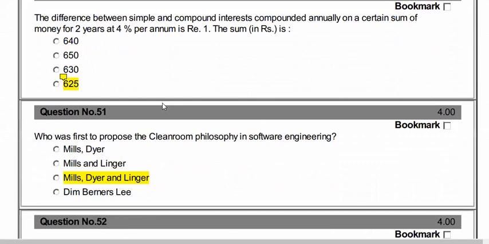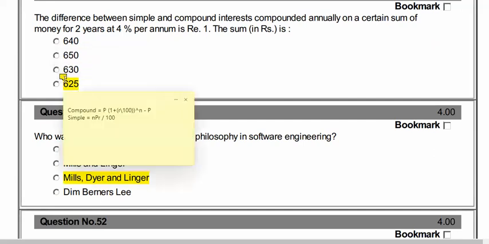The difference between simple and compound interest compounded annually on a certain sum of money for 2 years at 4% per annum is Rs 1. The sum in Rs is, option D is right, 625. The equation for finding compound interest is P into 1 plus R by 100 all raised to n minus P. The equation for finding simple interest is PNR by 100.